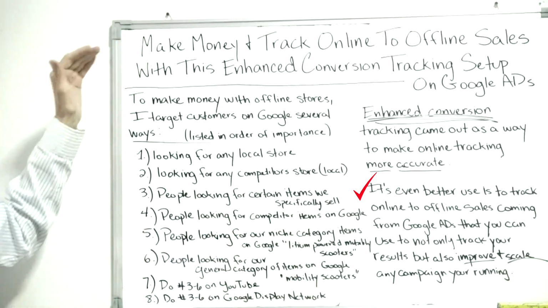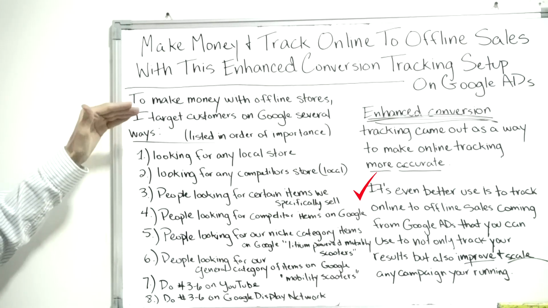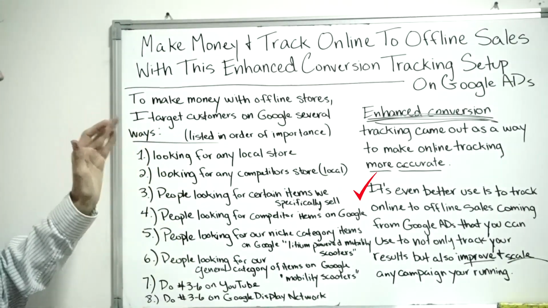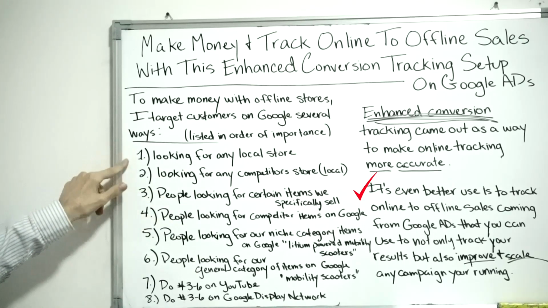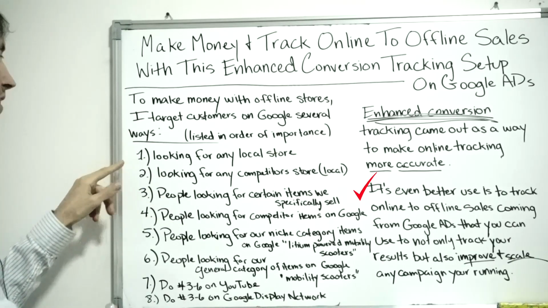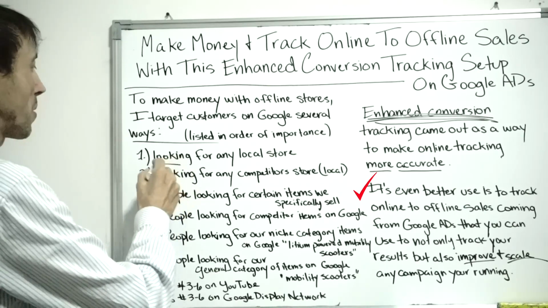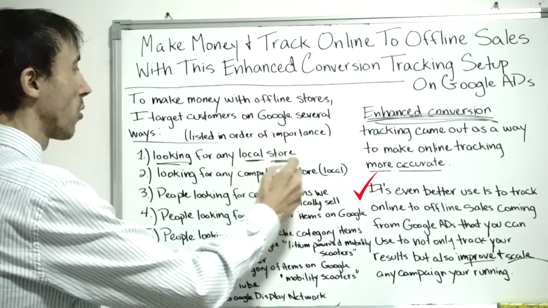So anyway, with all that said, here's the system I would use to drive online sales with my Google Ads account to drive a few $1 million of extra sales for my local business. First, the thing you're going to do with your Google Ads account to get offline sales at your physical store is target people looking for any local stores.